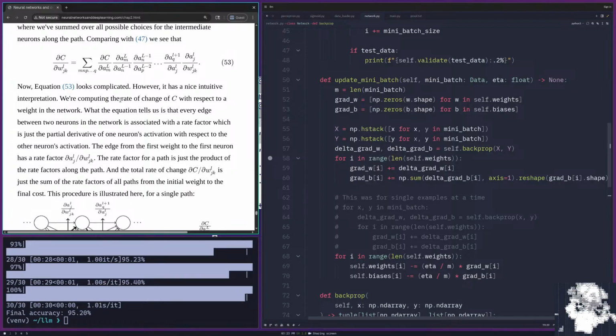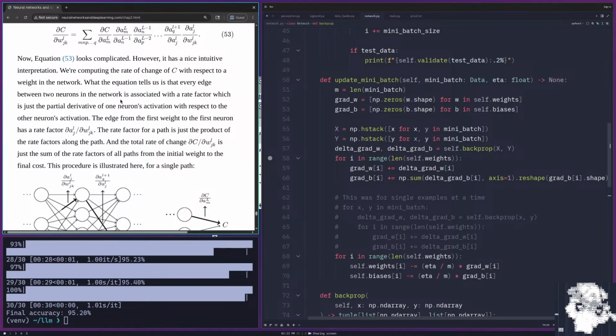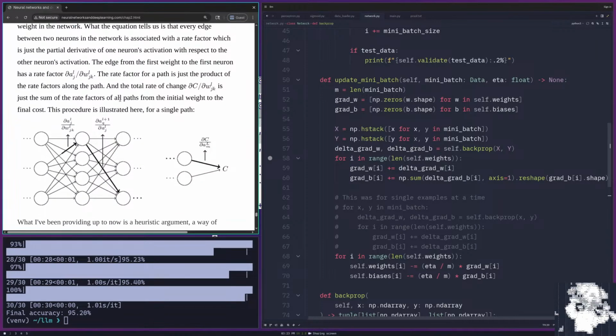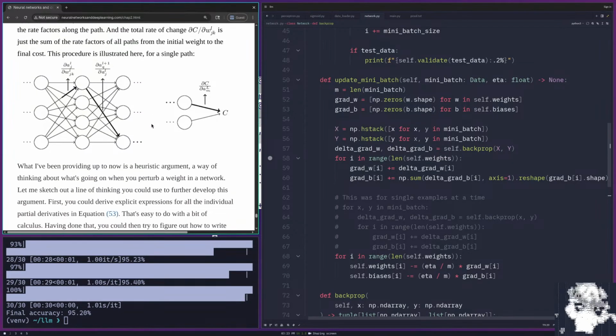The edge from the first weight to the first neuron has a rate factor, the derivative of A^l_j with respect to W^l_jk. The rate factor for a path is just the product of the rate factors along the path, and the total rate change, the derivative of C with respect to W^l_jk, is just the sum of the rate factors of all paths from the initial weight to the final cost. This procedure is illustrated here for a single path.